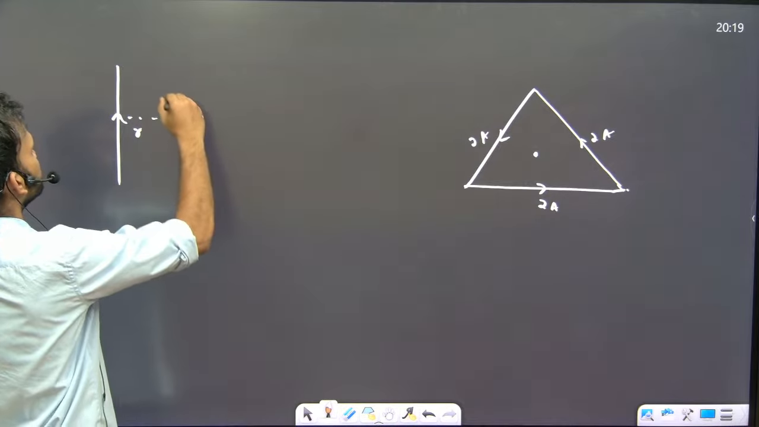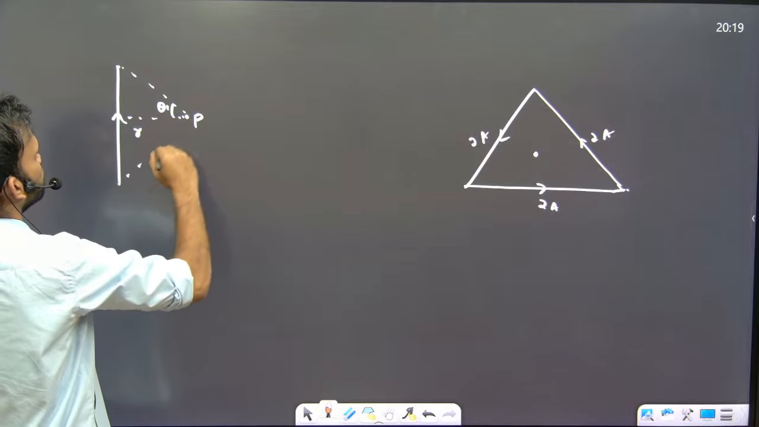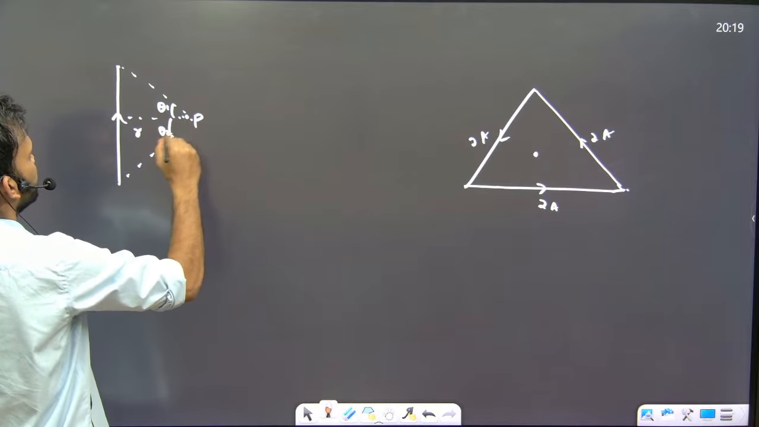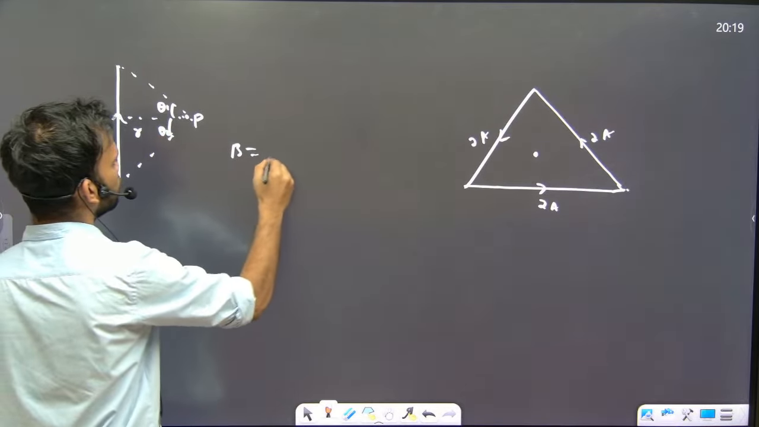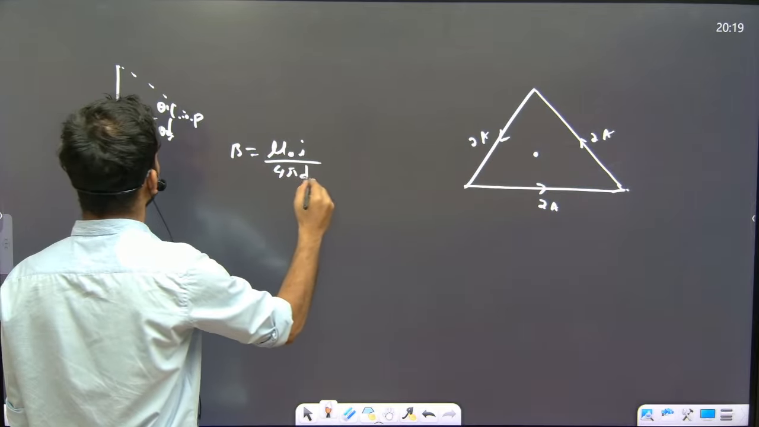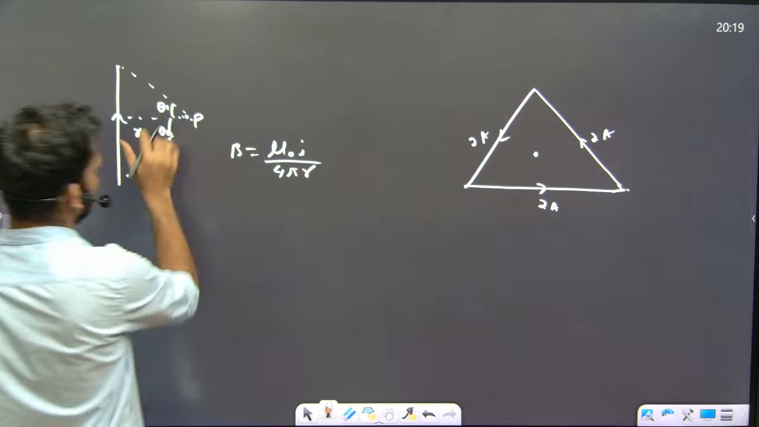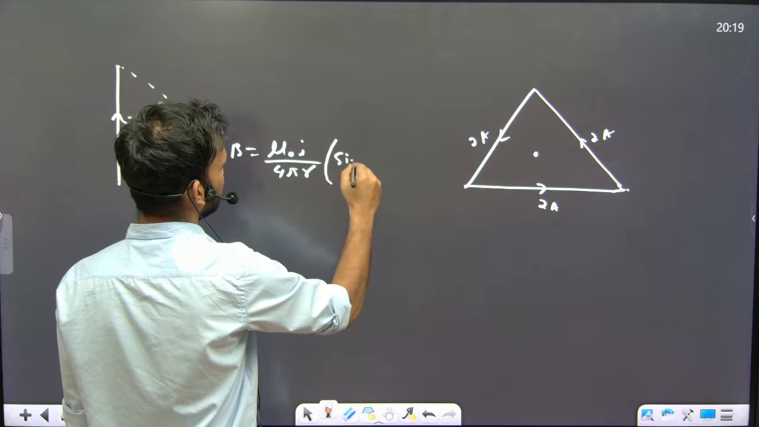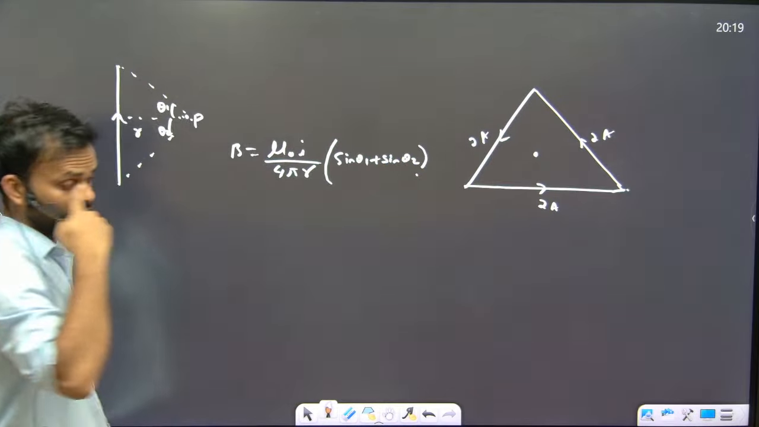So this is theta 1, this is theta 2. So in this case, what is the value of field? The field B is equal to mu naught I by 4 pi r, where the distance is r, into sine theta 1 plus sine theta 2. This is the formula. Once you know the formula, it's kind of straightforward.